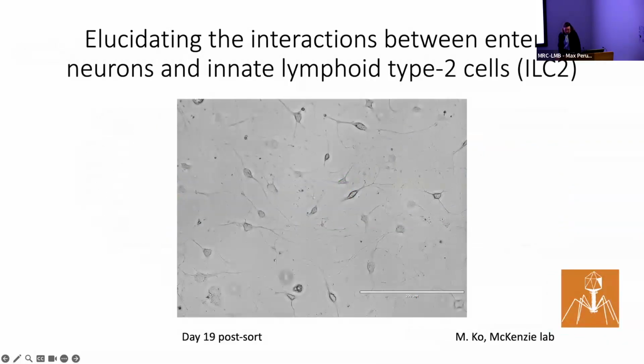And then the final project that I wanted to just highlight briefly is one from Michelle Coe in the McKenzie lab. And her project seeks to understand how the enteric nervous system and immune cells interact to regulate defense responses against helminths. And in the intestine, there's thousands of neurons and glia that coordinate all the necessary functions of digestion and nutrient absorption and defense. And she's specifically focused on a population of enteric neurons that express molecules known to regulate lymphoid type 2 cells, ILC2 cells.